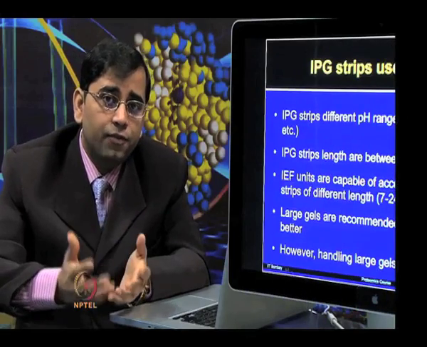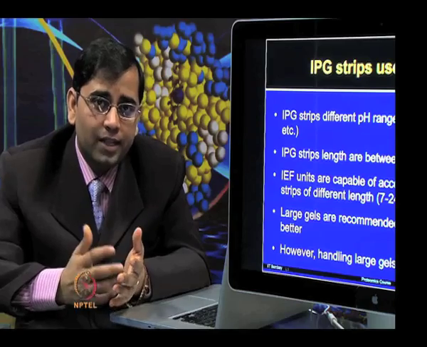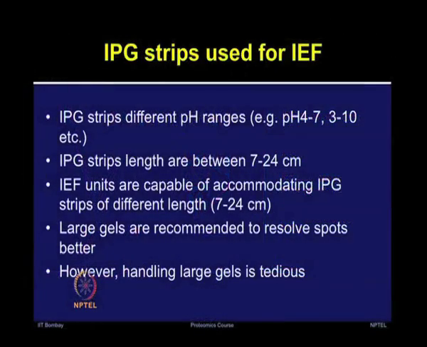Now, these IEF units, or isoelectric focusing units, obtained from different commercial vendors, are capable of taking IPG strips of varying lengths. A few instruments take a flexible length from 7 to 24 centimeter. Other commercial instruments are able to take different types of trays designed for each strip length.